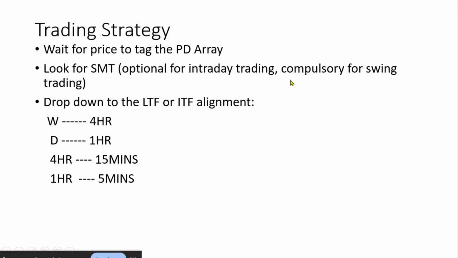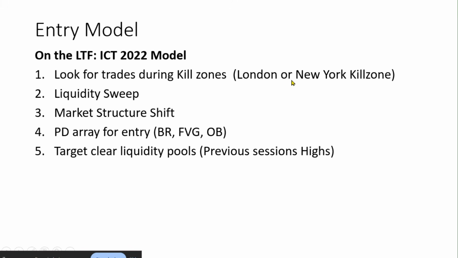Once you drop down to these lower time frames, then we are going to look for our entry model. And for me, the entry model that I use is just the ICT 2022 entry model. So these are the rules. Number one, we are going to look for our trades during kill zone, and that is London kill zone or New York kill zone. Those are the sessions that I trade most of the time. Then we need to look for a liquidity sweep. We need to look for a market structure shift. Market structure shift is what you're going to use as confirmation that a reversal is happening.